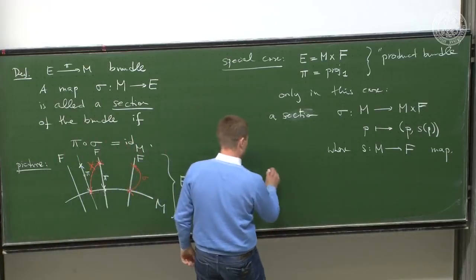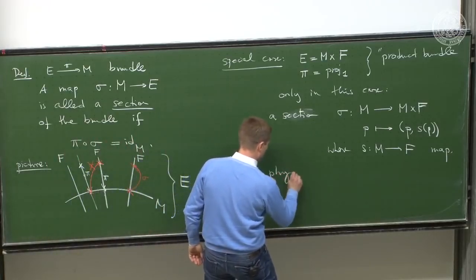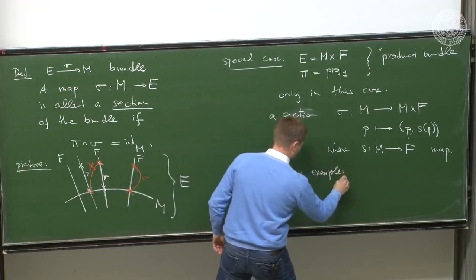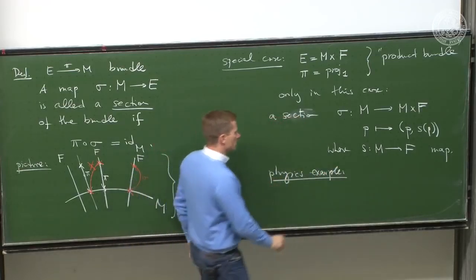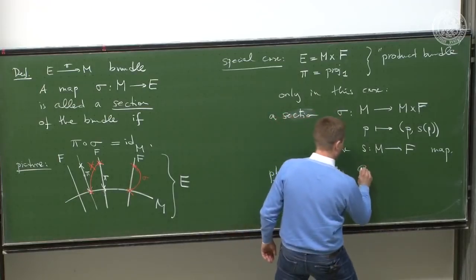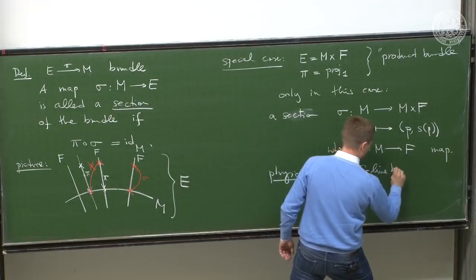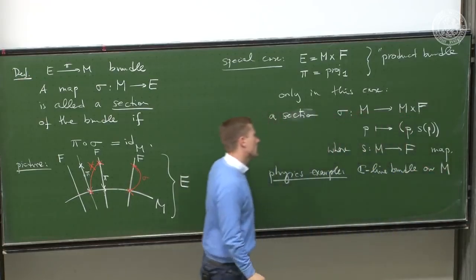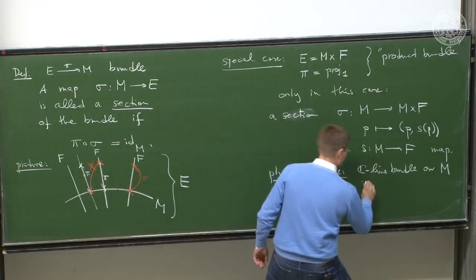So in particular, physics example, we could look at a C-line bundle over M in quantum mechanics.